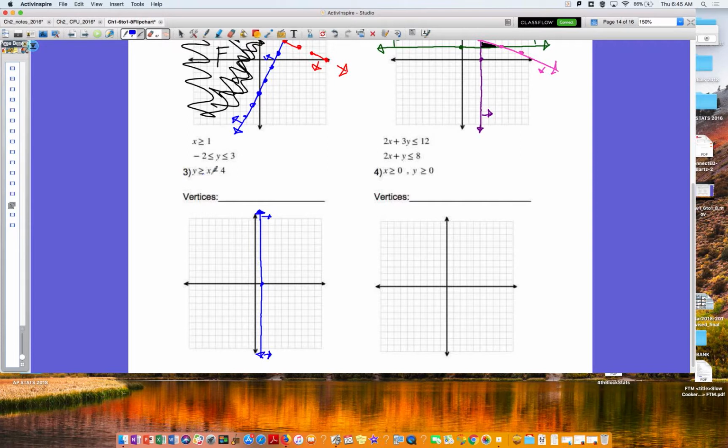Now, this next statement talks about y being greater than or equal to -2, but less than or equal to 3. So this is what we call an in-between statement. y has to be in between these two numbers. Again, these are horizontal lines. So one's at -2, so here I have a horizontal line at -2, and another horizontal line at 1, 2, 3.